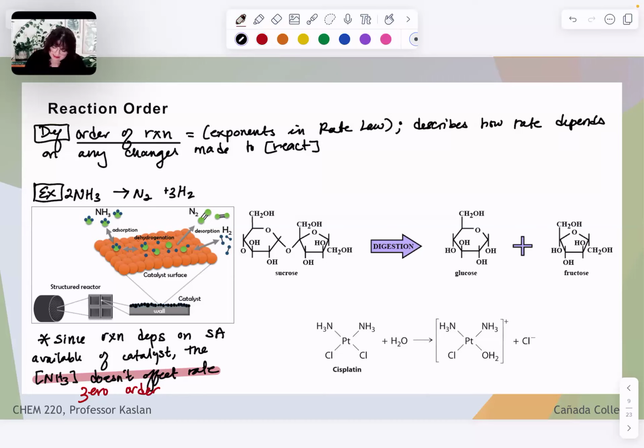In this next example, we are looking at the severing of sucrose into glucose and fructose. This is what happens via digestion. This is hydrolysis, I believe, water cutting. So water comes in and then boom, creates OH groups on both of these sugars. So the hydrolysis of sucrose.